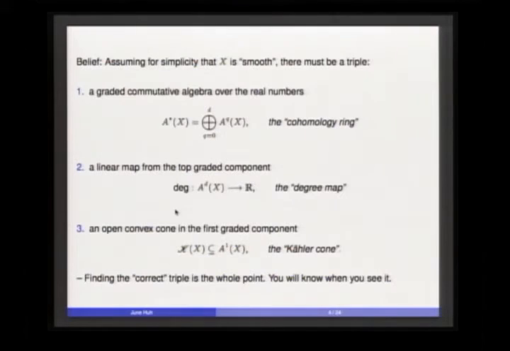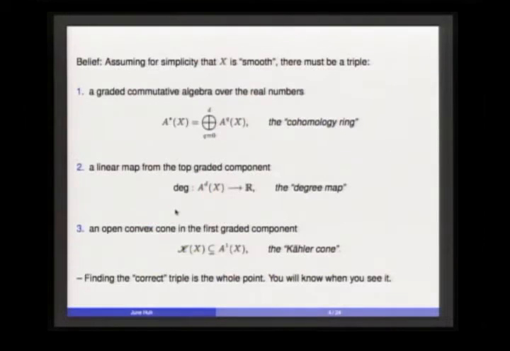Then in that case, the expectation is that you should be able to associate a triple of objects to X. The first one being a graded commutative algebra, say over the real numbers, say A of X. So it's graded from q equals 0, q equals 1, all the way up to q equals d, where d is the dimension of your object X. Of course, the notion of dimension depends on the given context.